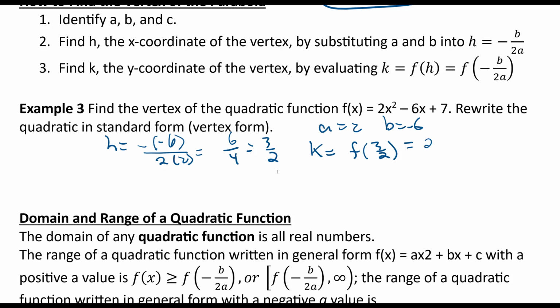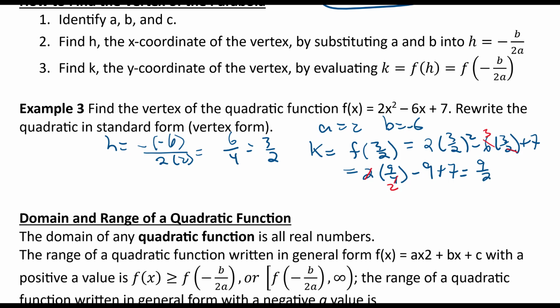which is going to be 2 times 3/2 squared minus 6 times 3/2 plus 7. So we have 2 times 9/4, minus 6 divided by 2 is 3, so minus 3 times 3 is 9. Change colors. 9 plus 7. So the 2 and the 4 here reduce. That makes that a 2.